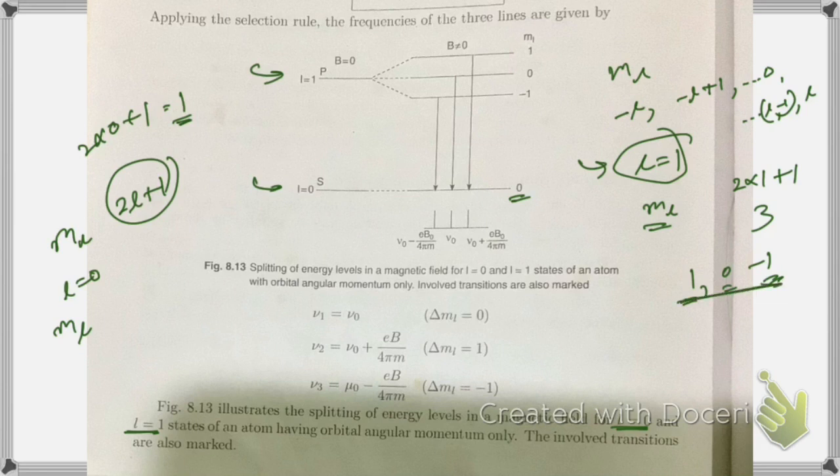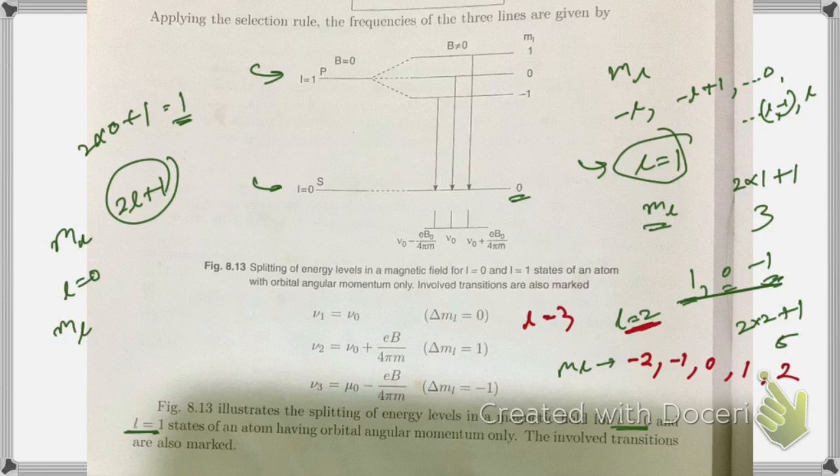If you take L is equal to 2, then it should have 2 into 2 plus 1, that is 5 values, so ML will have 5 values. Those will be minus 2, minus 1, 0, 1, 2. If you take L is equal to 3, then you will have minus 3, minus 2, minus 1, then 0, then 1, 2, and 3, and so on. That's how we do it.